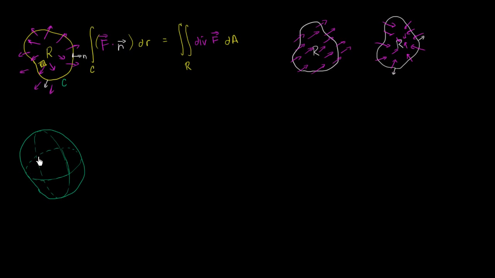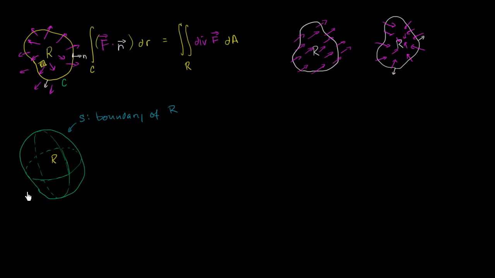solid region. I'll call it R still, but we are now dealing with a three-dimensional region. And now the boundary of this is no longer a line. We're now in 3 dimensions. The boundary is a surface. So I'll call that S. S is the boundary of R.